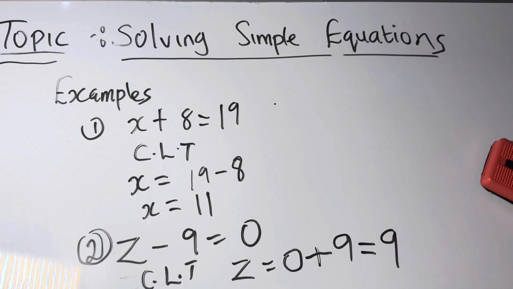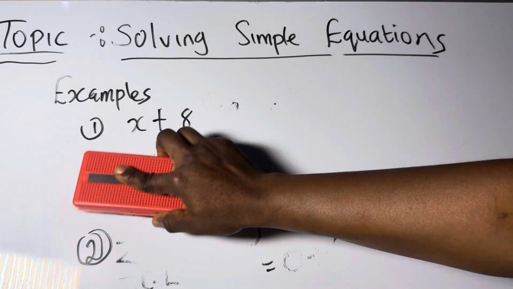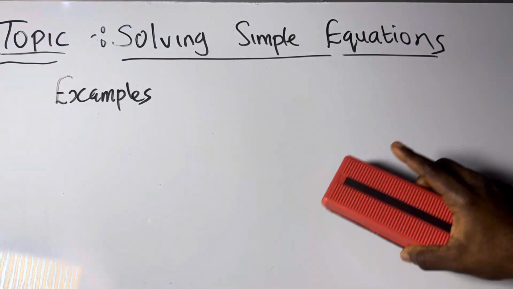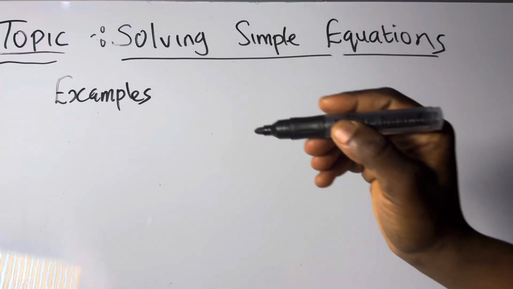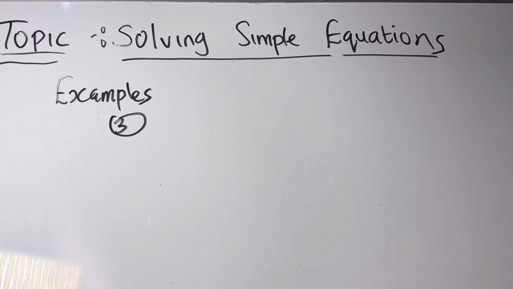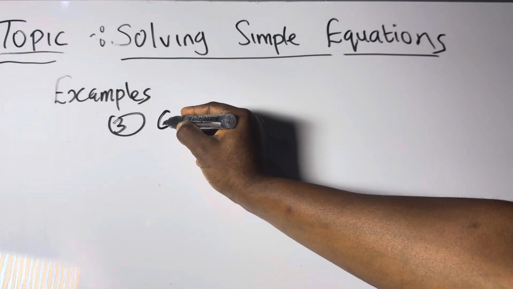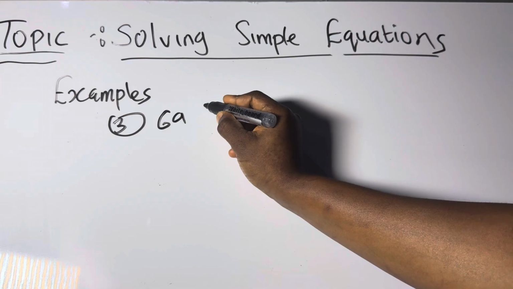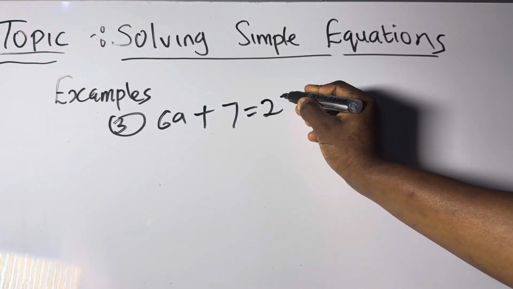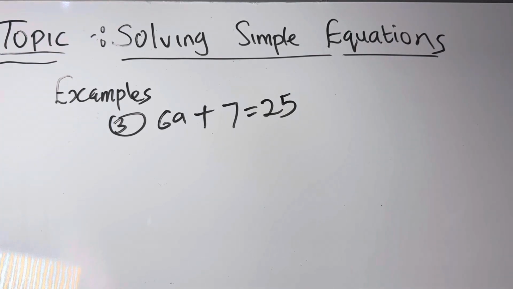Example 3: 6a plus 7 equals 25. 6a plus 7 equals 25.